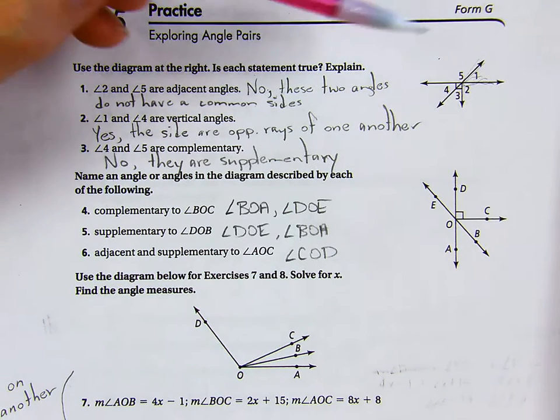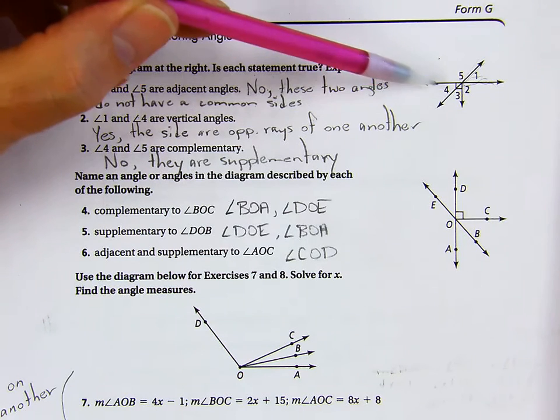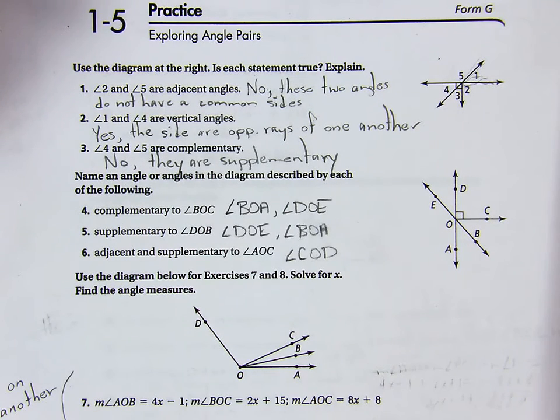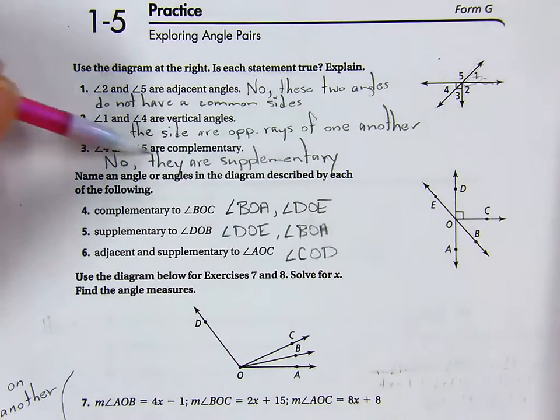Now we could conclude up here if they said 3 and 4. 3 and 4 are complementary because they add up to be that right angle, 90 degrees. But they didn't say 3 and 4, they said 4 and 5.